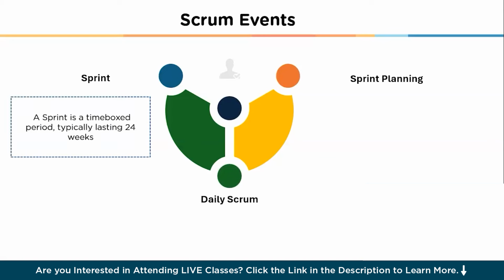If we talk about the first one, we have the sprint planning here. Here the team selects the item for the product backlog and defines the sprint goal. They break down the work into smaller tasks and create the plan for the sprint.